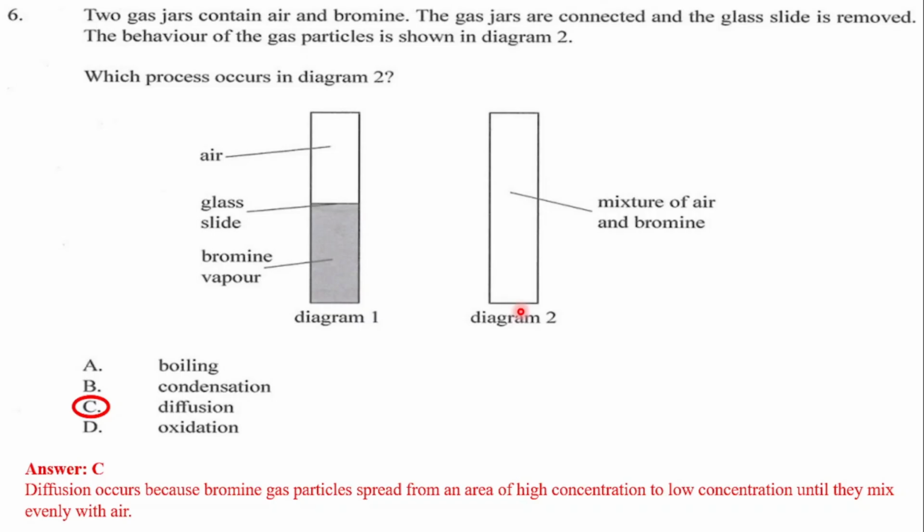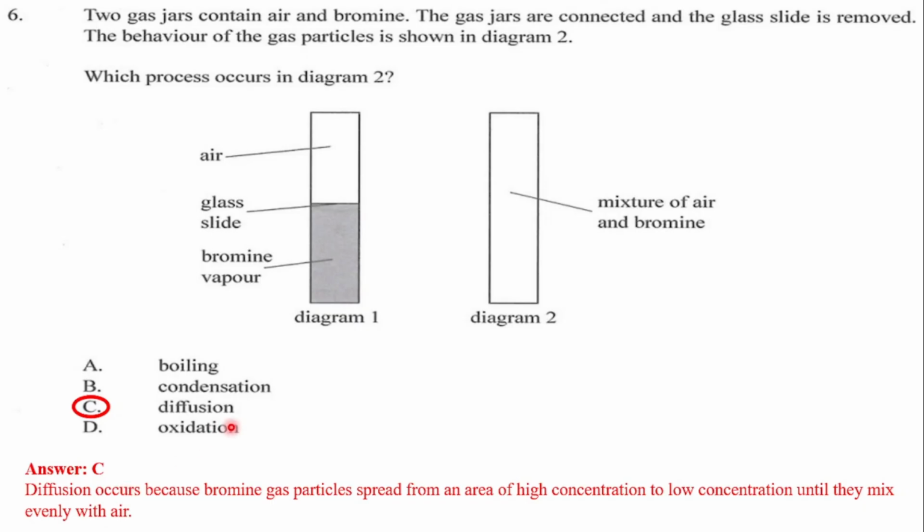And how do we know that's diffusion? Because diffusion occurs because bromine gas particles spread. They're going to spread from an area of high concentration to an area of low concentration until they mix evenly with air. So the correct answer is definitely going to be diffusion. The bromine gas particles are going to spread out.